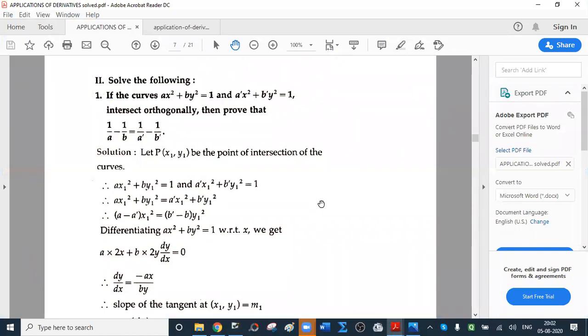Now we start with miscellaneous exercise. Second part, we'll be doing MCQs afterwards.